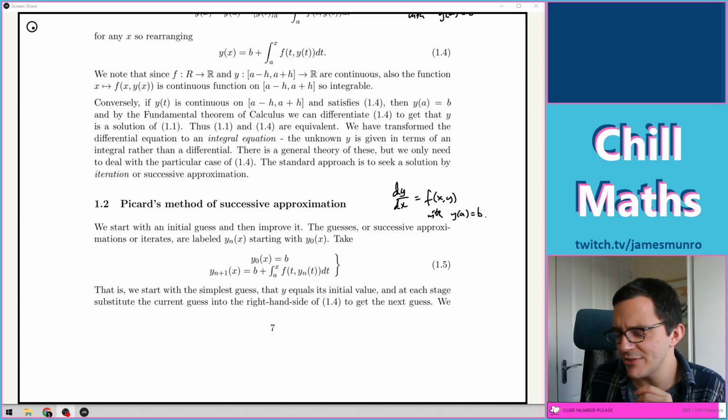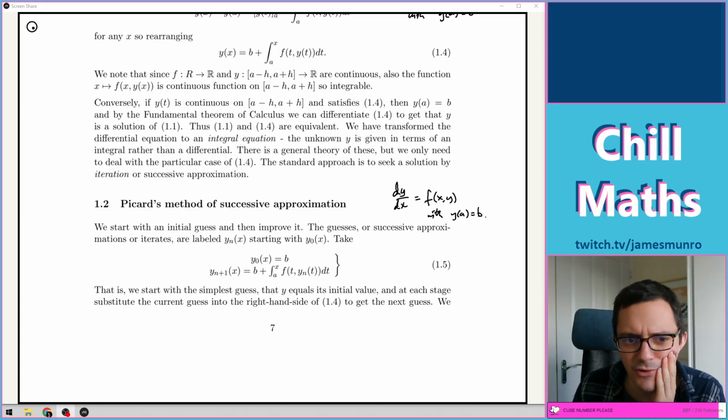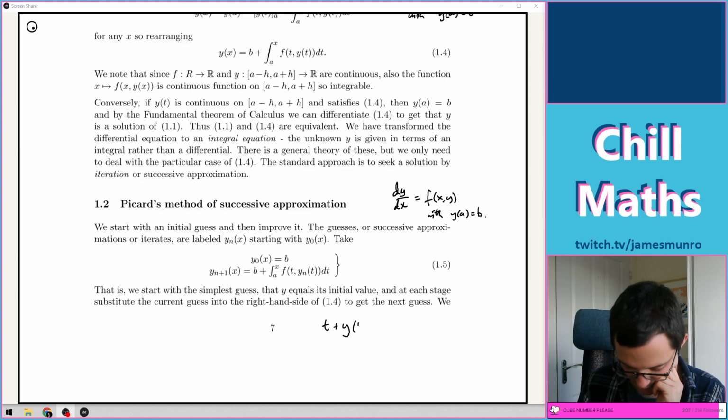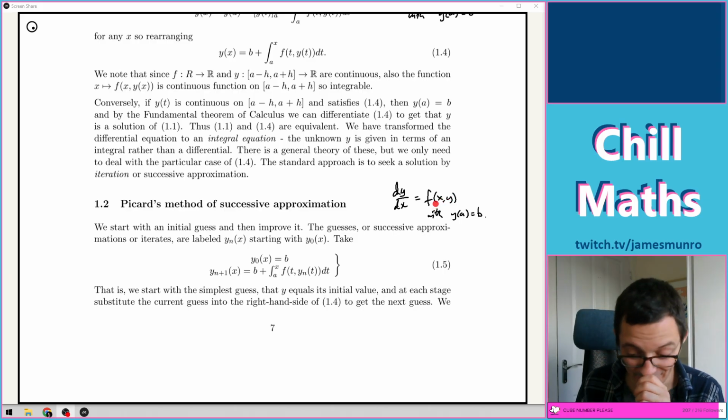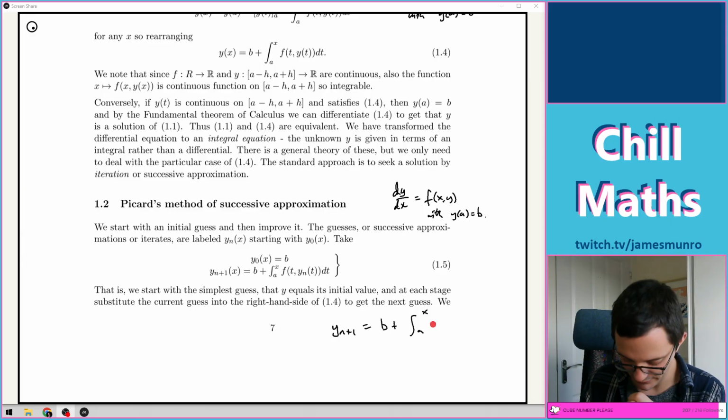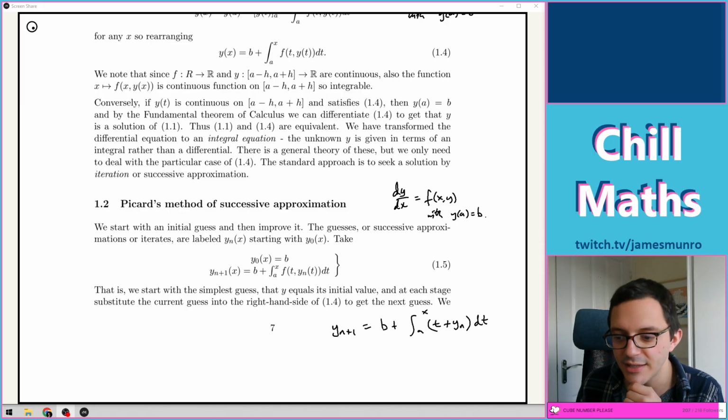I guess if I was trying to introduce this to A-level students, we would probably do this a bit. I would take my t plus y business. I was thinking about this being x plus y, for one of the easiest functions of two variables is to add the two variables together. So in that case, I would have something like y_{n+1} is b plus the integral of t plus y_n dt. And it's not at all clear that this gives you anything particular.